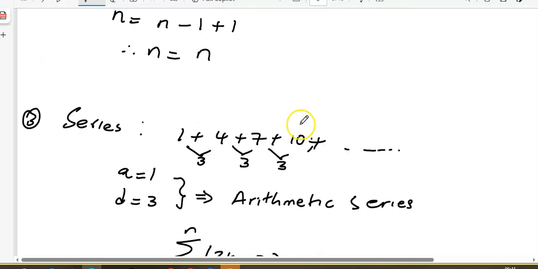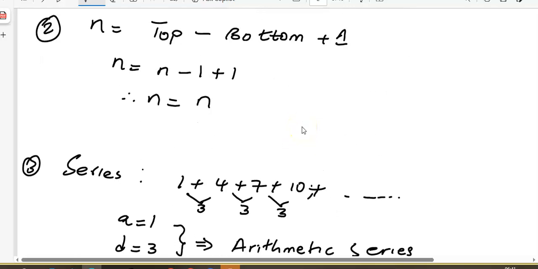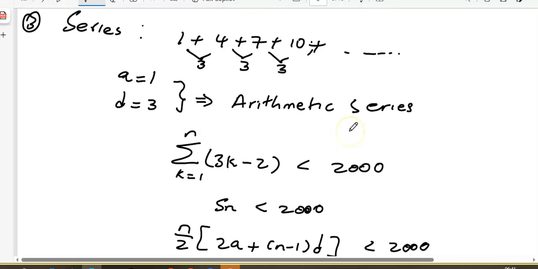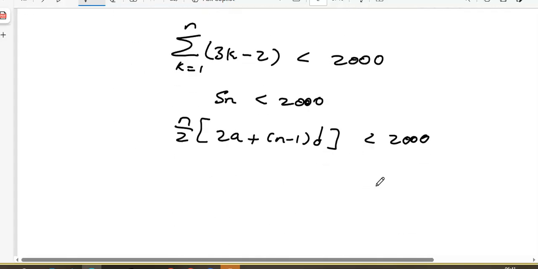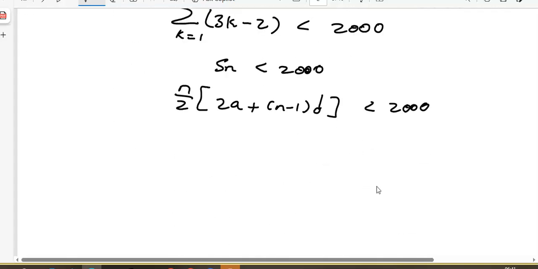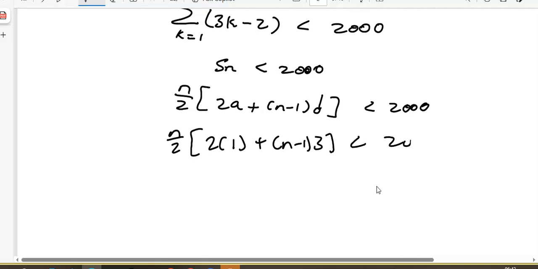But let's say that our n was maybe n plus something. So where there's n, we were going to put n plus that something. But now in this case, n is just n. So we're going to leave n as n and substitute the information that we have, a and d. So we're going to have n over 2 into the value of a. What is the value of a? It's 1 plus n minus 1. The value of d is 3, less than 2000.